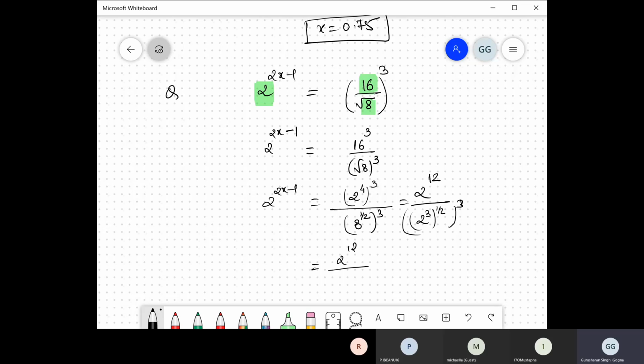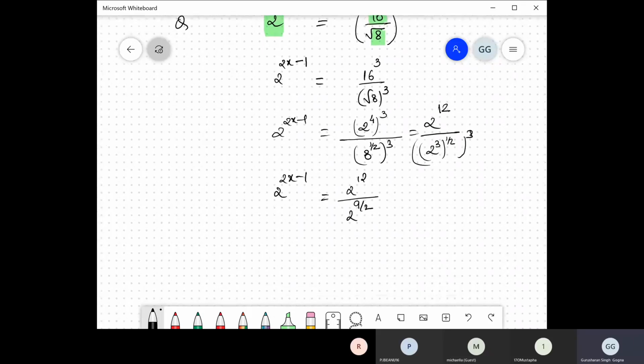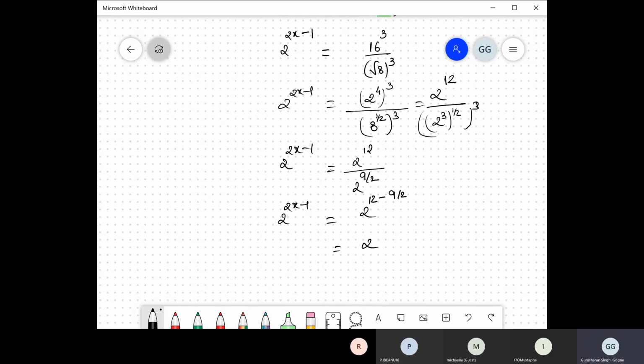So what you will get? 3 multiplied by half multiplied by 3 will give you 2 to the power 9 over 2. Okay. Power to the power to the power means multiplication of the powers. Now you have division. So division means you have to subtract the powers. So 12 minus 9 over 2, which will give you 24 minus 9, which is 15, isn't it? 15 over 2. Or if you want, you can write down as 7.5.